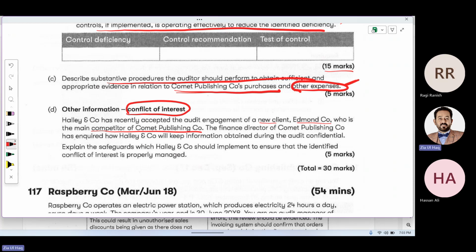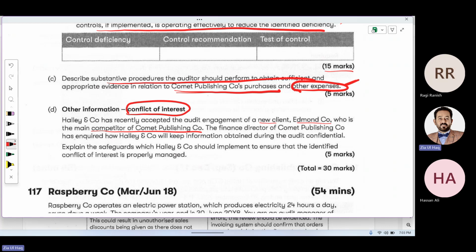Teams should be arranged from different offices. There should be a written agreement with the audit team not to disclose confidential information between clients. And if either of the clients does not agree, we have to resign either from Comet or decline the offer of Edmond company.